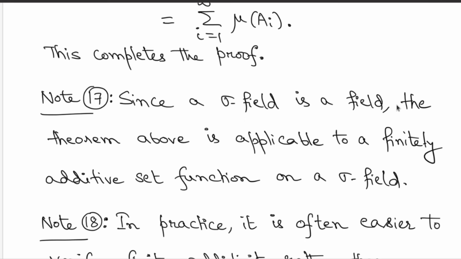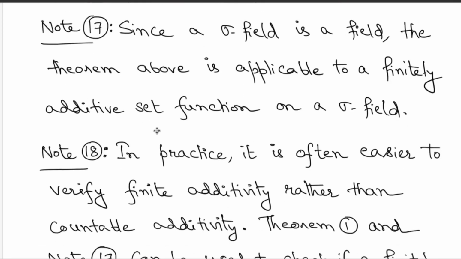So therefore, this theorem we can apply to sigma fields and finitely additive set functions on sigma fields. Okay, so remember this. We can apply the above theorem to finitely additive set functions on sigma fields. Together with these appropriate continuity assumptions, we can show that these finitely additive set functions on a sigma field become a measure on a sigma field. So that's the content here.